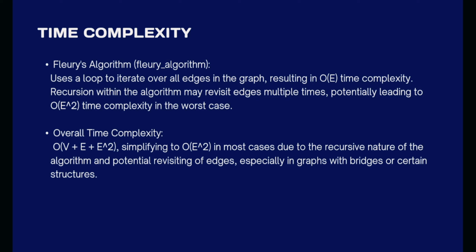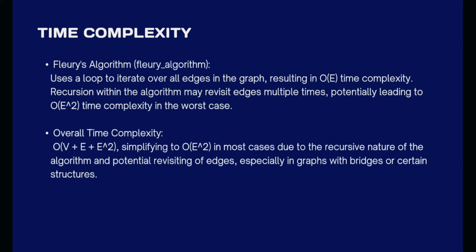Now let us analyze the worst case and best case time complexity. The best case time complexity occurs when the graph has an Eulerian circuit or path. In this case, the algorithm selects edges without creating bridges, leading to a linear time complexity of big O of e, where e is the number of edges in the graph. So the best case time complexity is big O of e.